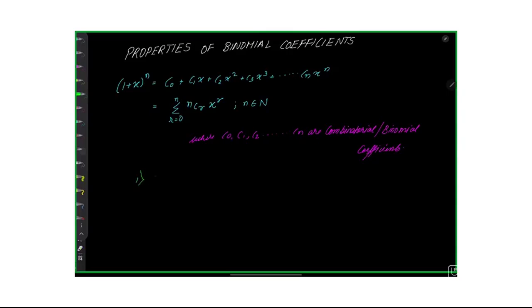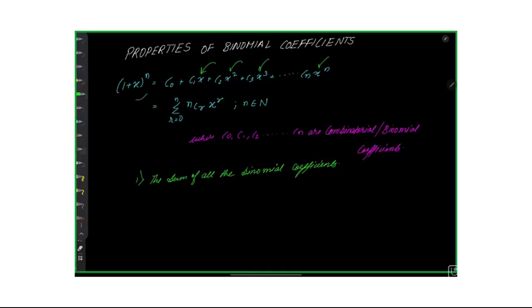What if I ask you the sum of all the binomial coefficients? How would you derive it? Pause the video and think about it. I'm telling it right now. Just substitute x equals 1 here. If you substitute x equals 1, the right side will be C0 plus C1 plus C2 plus C3 plus dot dot dot Cn, which is nothing but the sum of all the coefficients. So let's put x equals 1.